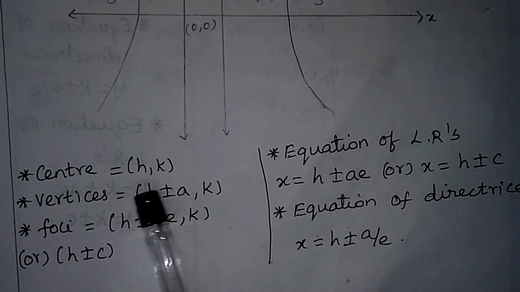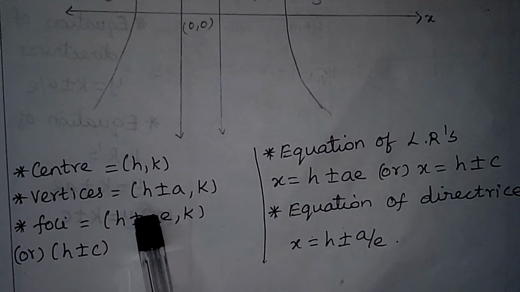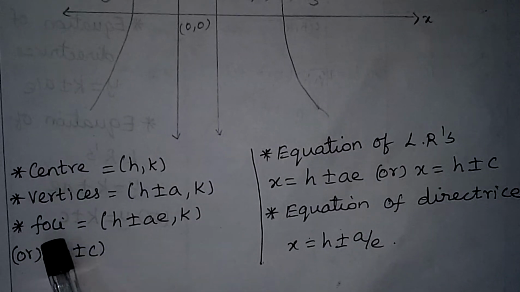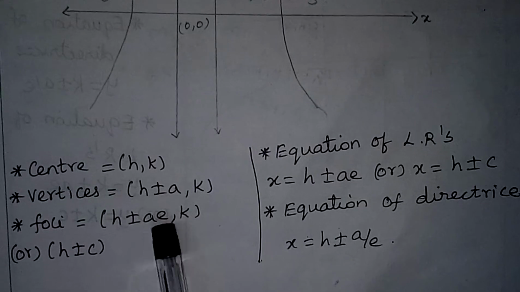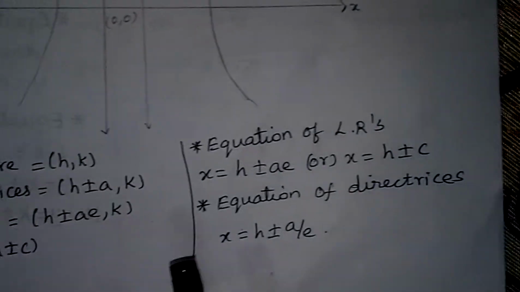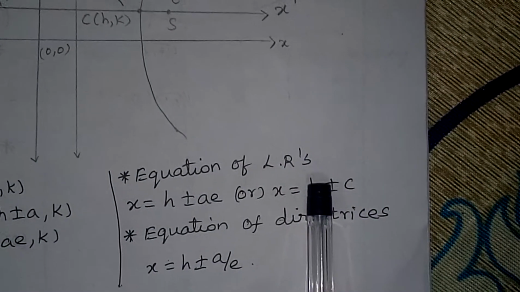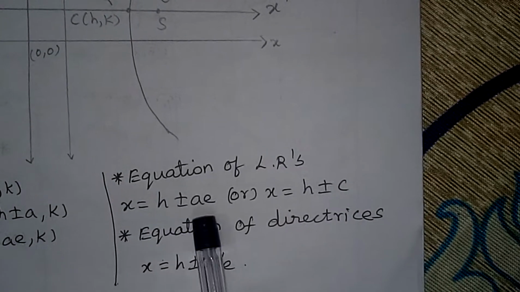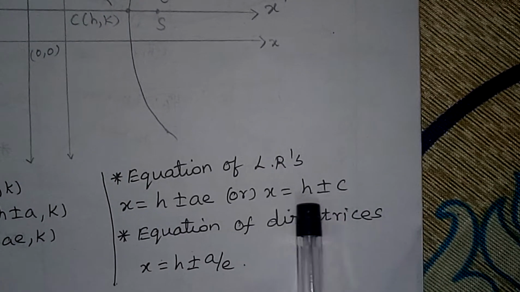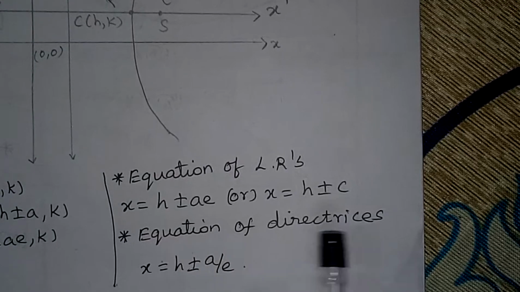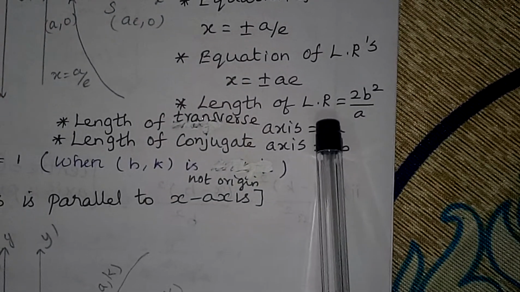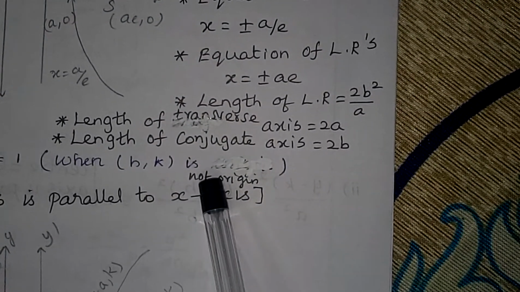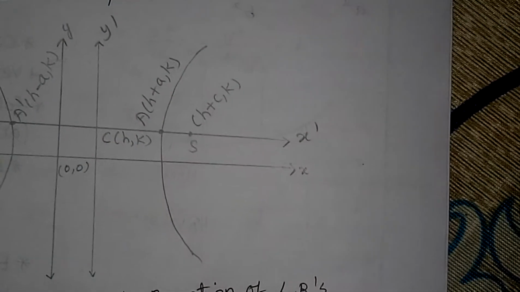Center is h comma k. Vertices h plus or minus a comma k. Foci h plus or minus ae comma k. Otherwise instead of ae you can write c also. Equation of latus rectums are x equal to h plus or minus ae or x equal to h plus or minus c. Equation of directrices is x equal to h plus or minus a by e. And listen, all the lengths will be same for both the types.